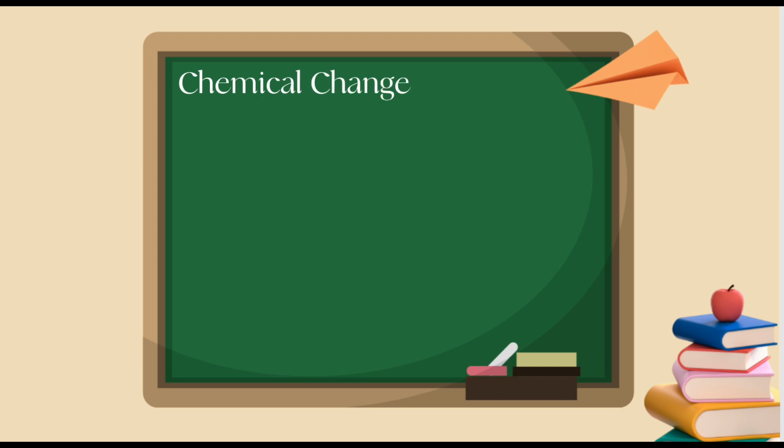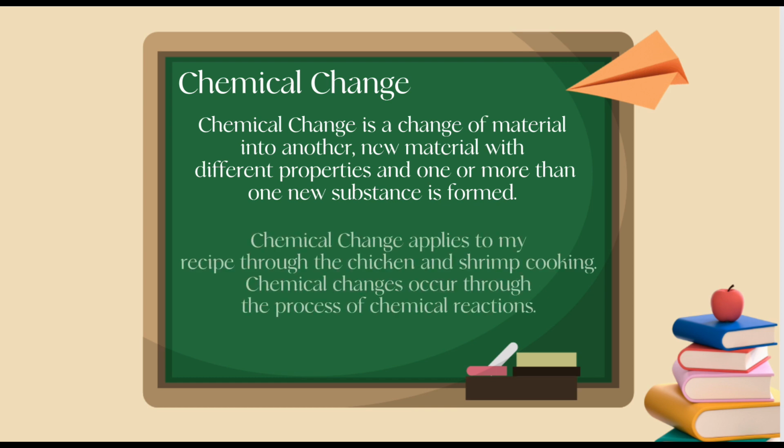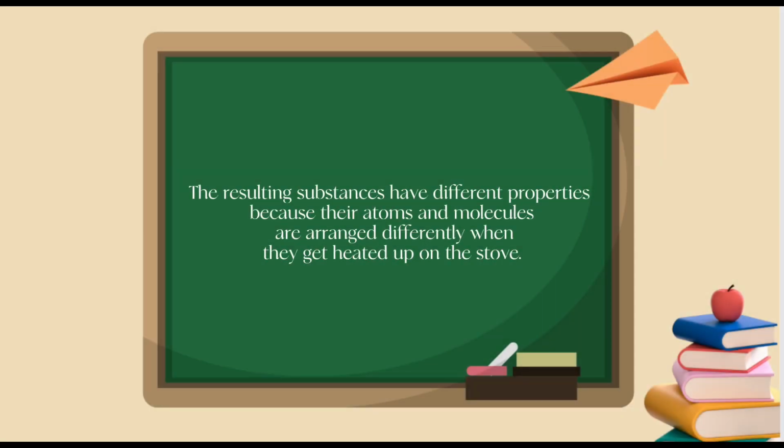This brings us into chemical change. Chemical change is a change of materials into another new material with different properties, and one or more new substances are formed. Chemical change applies to my recipe through the chicken and shrimp cooking. Chemical changes occur through the process of chemical reactions. The resulting substances have different properties because their atoms and molecules are arranged differently when they get heated up on the stove.